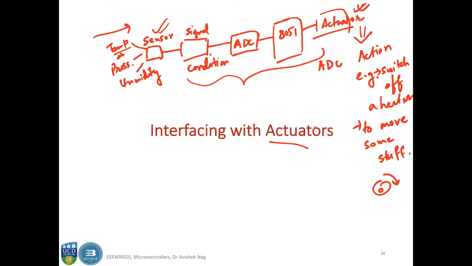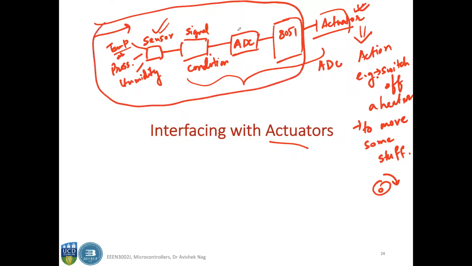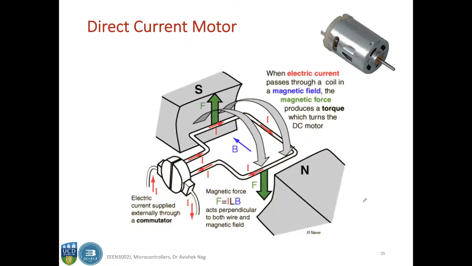Something like that. So in the last class we were discussing this part, specifically focusing on the ADC part. Now we will see how to interface with actuators. The examples of these actuators can be many, but we will consider especially the motors, these rotating types of devices. Moving on with this background, the first thing we will study is the DC motor.